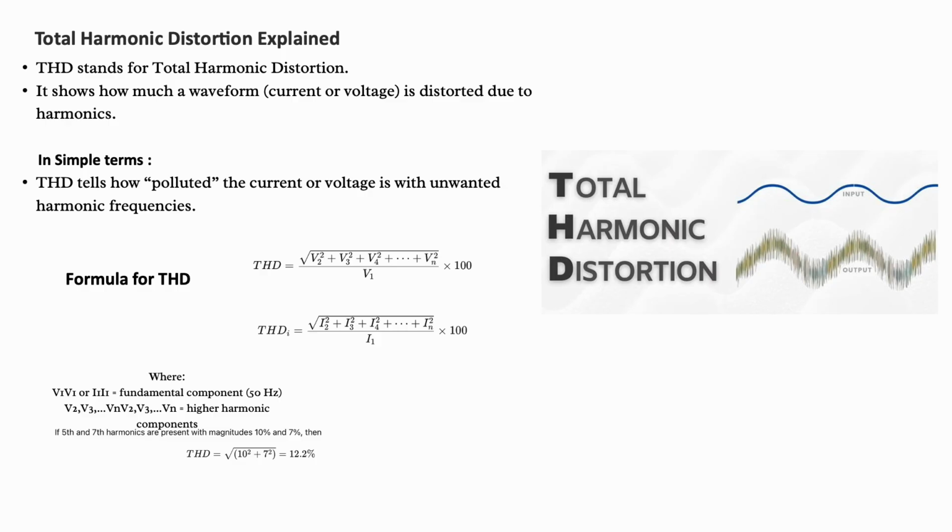Mathematically, as you can see in the formula also, THD is the square root of the sum of all harmonic voltages squared, divided by the fundamental voltage. A low THD means your waveform is clean. A high THD means your waveform is distorted, which can cause overheating, misfiring and power quality problems. So THD acts as a health indicator of your electrical system.